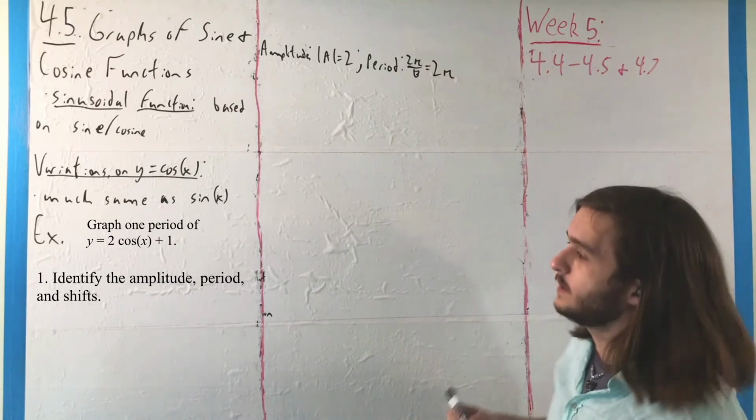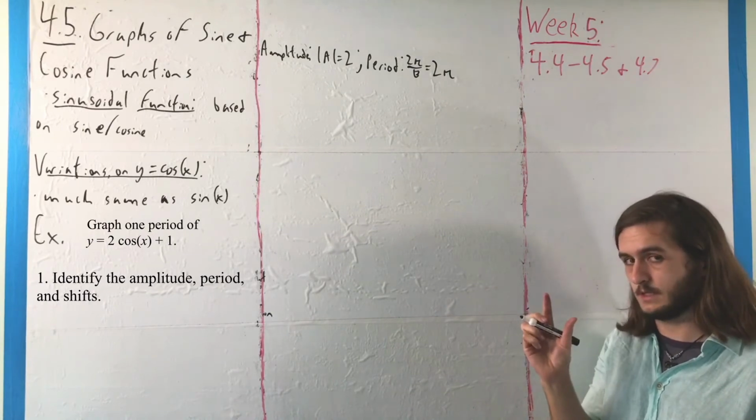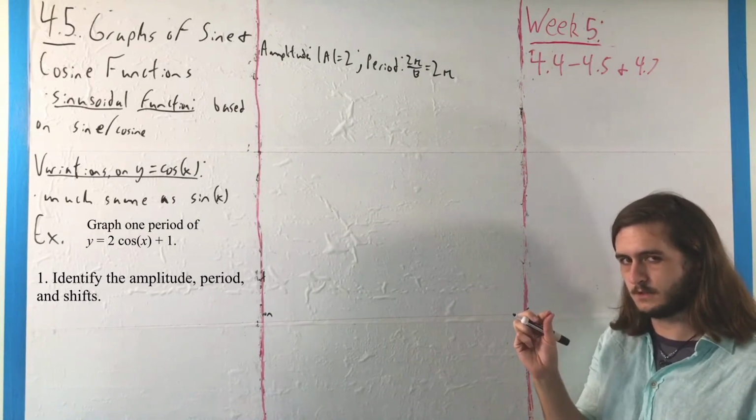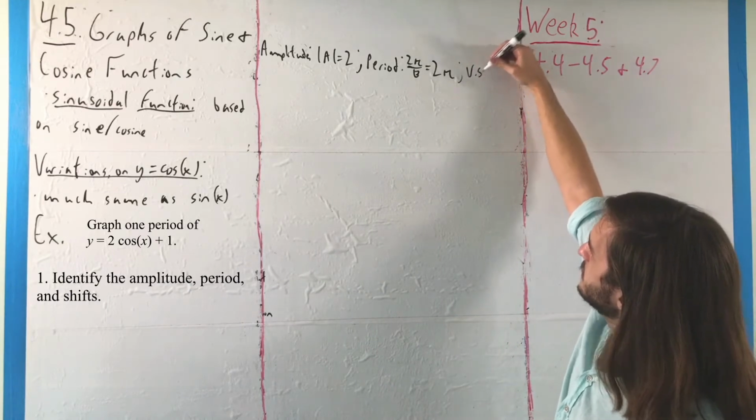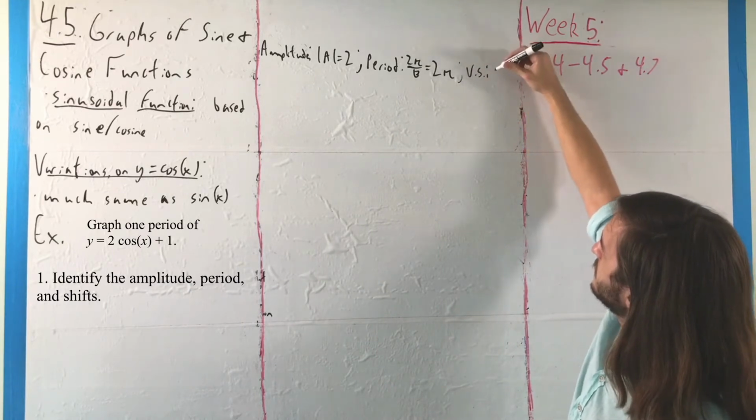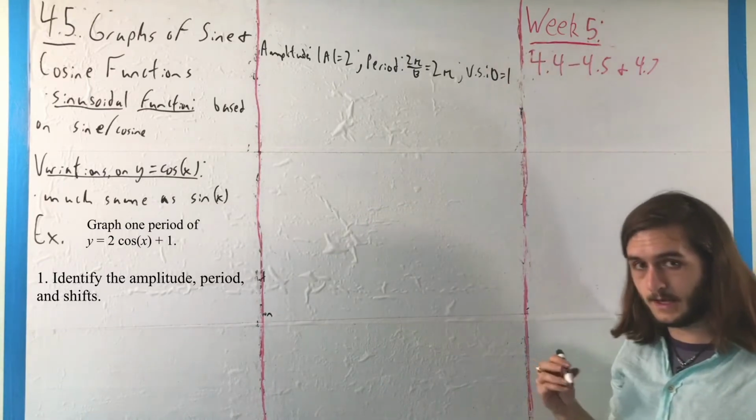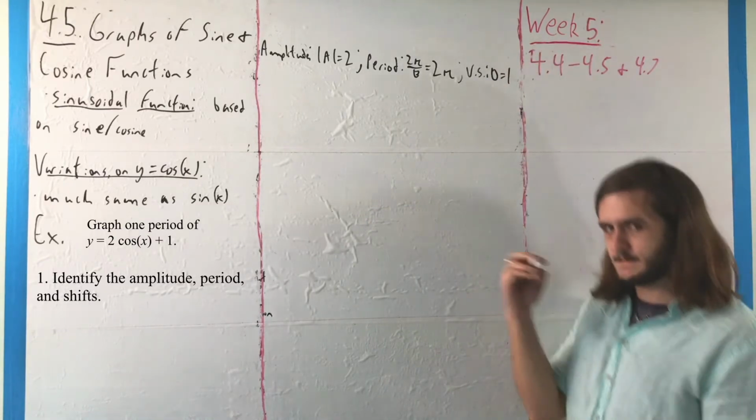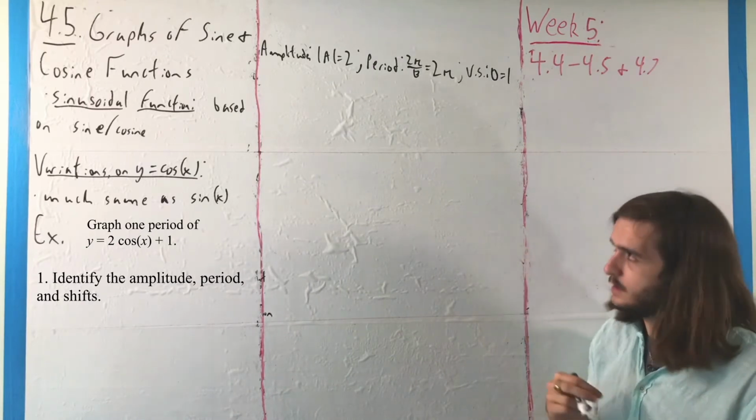And in this case, we don't have a phase shift because there's nothing inside of that cosine. We do have a plus 1 on the outside. So our vertical shift, that value d, is equal to 1. That is, our entire picture is going to move up 1 unit. Everything that happens, just pull it up.